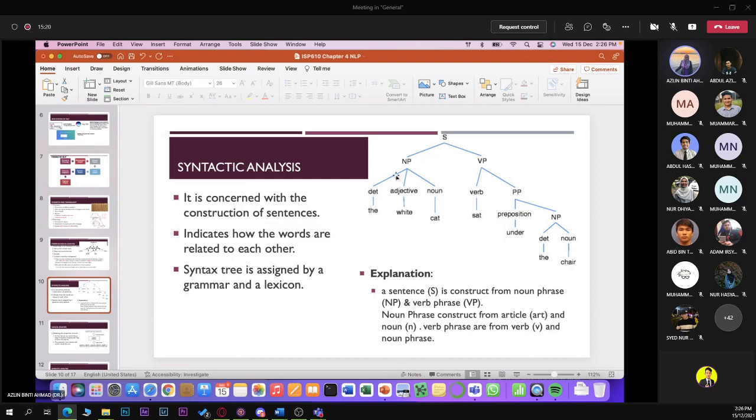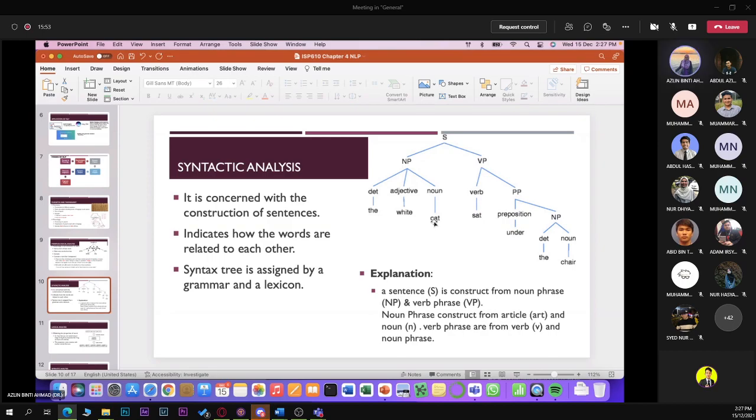So under noun phrase, we have determinant, we have adjective, we have also noun. Okay, for example, if the sentence is the white cat sat under the chair. So you need to break these words and categorize the words ikut dia punya category. So from the full structure, you boleh bahagi. Maknanya the white cat is under noun phrase and the remaining things is under verb phrase.